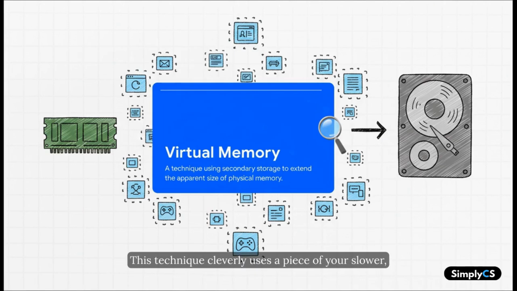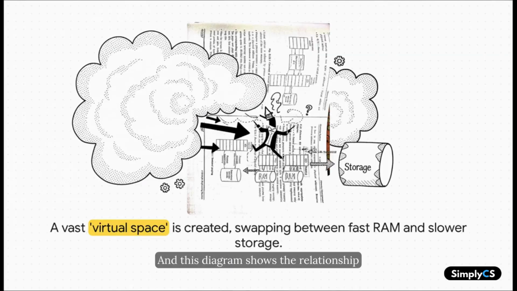This technique cleverly uses a piece of your slower, but much, much bigger hard drive as a sort of overflow parking lot for your RAM. It creates this enormous imaginary memory space for every single program, making each one feel like it has nearly unlimited RAM, even on a computer with very little. And this diagram shows the relationship perfectly. The program sees this huge, continuous virtual space.